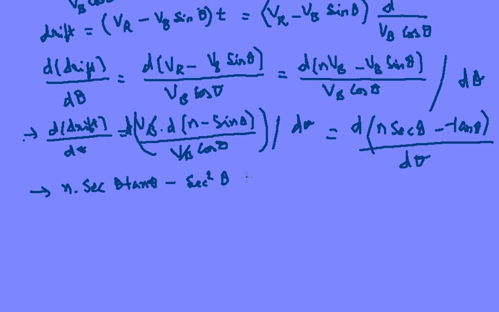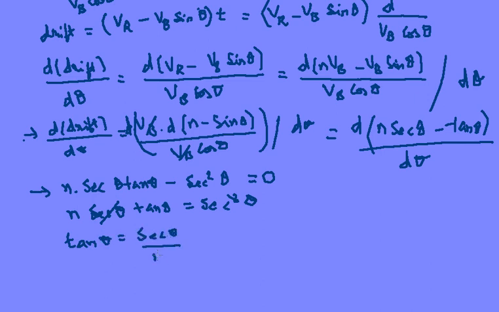Since we are trying to find a minimum, we equate this to 0. So we get n into secant theta tan theta equal to secant square theta. We can cancel the square because we have 1 here. So tan theta equals secant theta by n. This can be written as sin theta by cos theta equals 1 by n into 1 by cosine theta. So this and this get cancelled, and sin theta is equal to 1 by n.